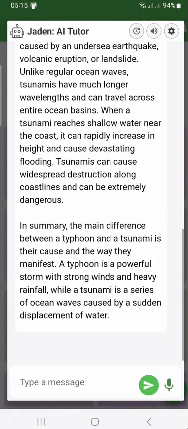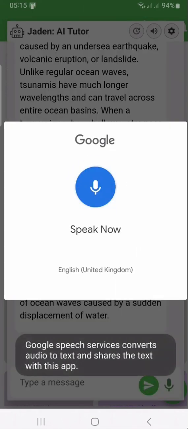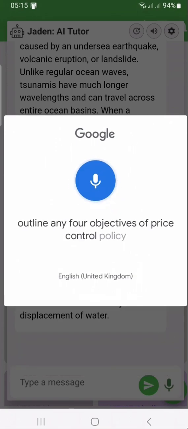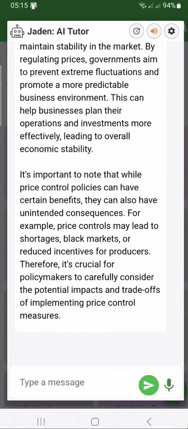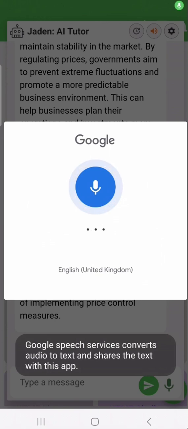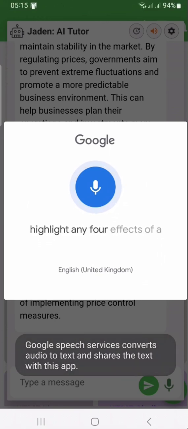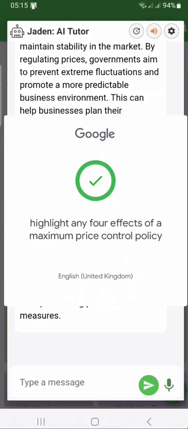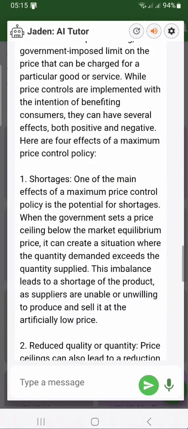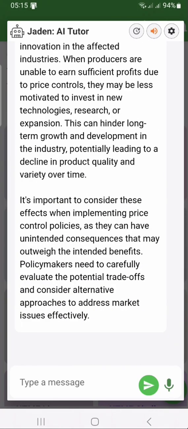Now let's provide questions related to economics. Outline any 4 objectives of price control policy. Price control policies are implemented by governments to regulate and control the prices of goods and services. Highlight any 4 effects of a maximum price control policy. A maximum price control policy, also known as a price ceiling, is a government-imposed limit on the price that can be charged for a particular good or service.